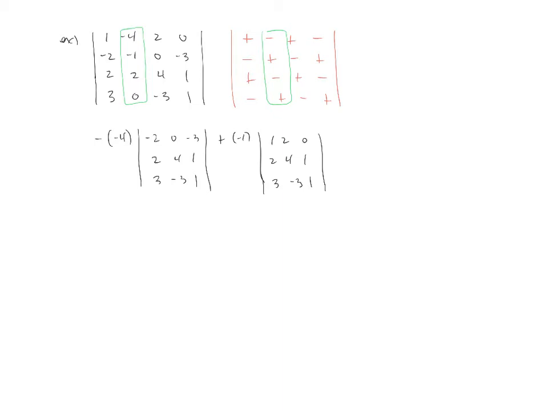And then we'll move on to the 2. The 2 is associated with a negative, so it's going to be a -2. And our 3x3 that's associated with it will be a 1, 2, 0, -2, 0, -3, 3, -3, 1. And then finally we have the 0. So we'll have a plus 0, and I won't even bother writing it because we know that 0 times a real number is just going to give us 0. So right now we just have 3 different 3x3s, which we'll break down into 2x2s.